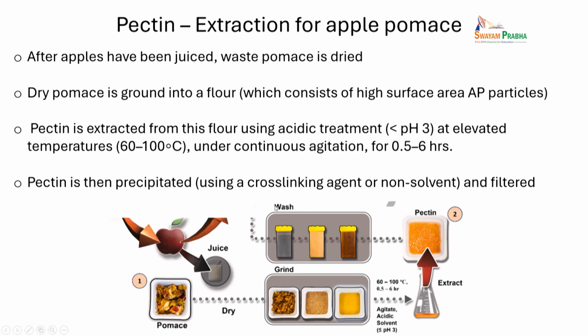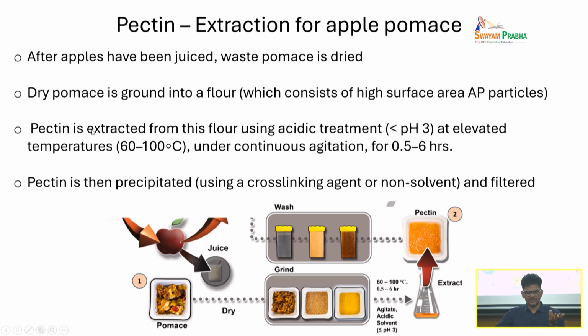So here I have given one example of the process flow for acid hydrolysis. Typically, if you want to use apple pomace for extraction, after the apple is crushed and the juice is obtained, the waste pomace is dried as a powder. Okay, and the dry pomace is ground into a flour. You want to convert it into a flour because when the particle size is very small, the extraction can be readily obtained. There is a lesser mass transfer resistance and so on. So you basically have high surface area particles.